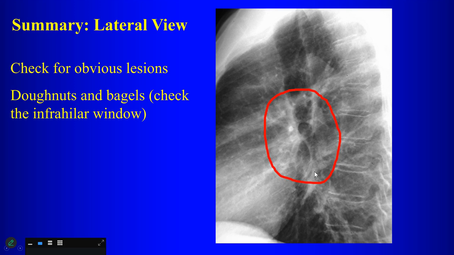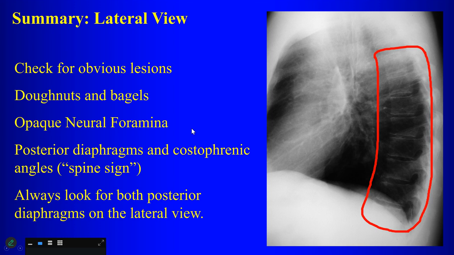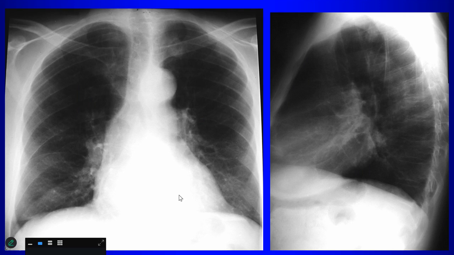We talked about the infrahilar window, donuts, bagels, right? Donuts are not good on the lateral view. Donut sign, something's wrong. Okay? Posteriorly, you want to see both diaphragms. Look at the neuroforamina. Make sure that one does not look more opaque than the others. Otherwise, you need to come up with an explanation for that. Always look for both posterior diaphragms on the lateral view. Okay? A few test cases.